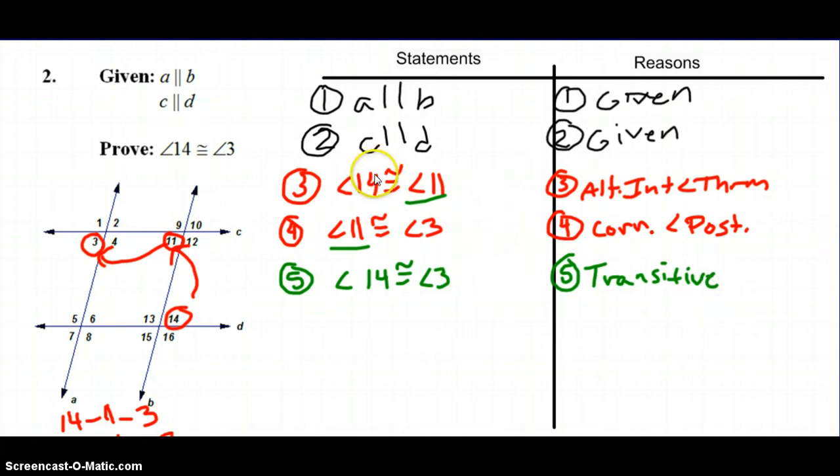And so using 14 and 3 as my third pair of congruent angles. Now, this concludes this proof.